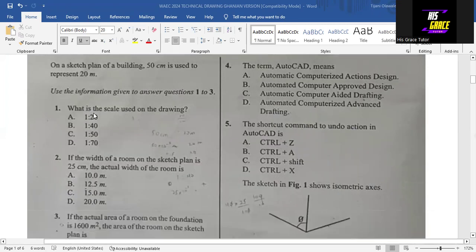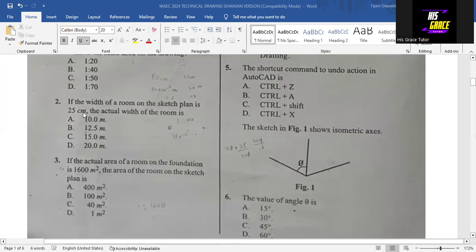So question 1, what is the scale used on the drawing? If the length on drawing is 50 centimeters, and then the actual length is 20 meters, so we have 50 centimeters over 20 meters. That's going to be 50 centimeters over 2,000 centimeters. And then if we work that out, that's going to give us 1 over 40. That is 1:40. So the answer here is option B.